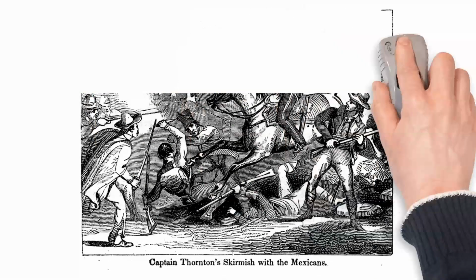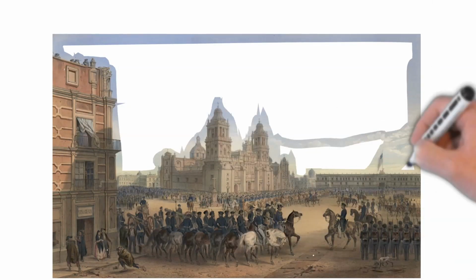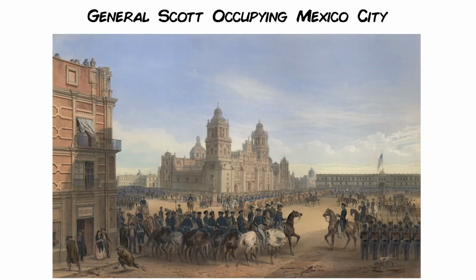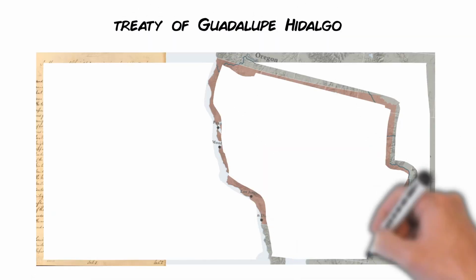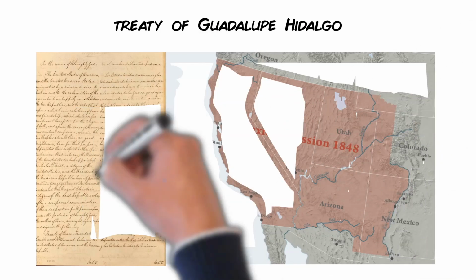The fighting was a complete disaster for Mexico. An American invasion occupied their capital city and forced them to give up half their territory, as stipulated in the Treaty of Guadalupe Hidalgo in 1848. It could have been even worse.